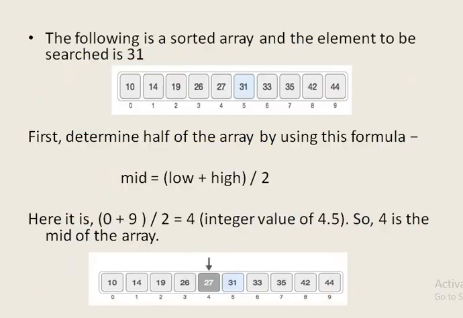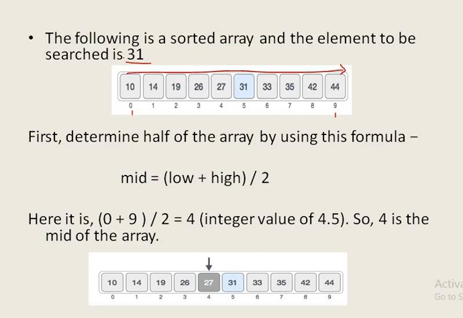So here you can see an array. We are taking an array that consists of 10 elements, starting from index 0 to 9. That is, we have 10 different elements, and you can see that all the elements in this array are arranged in ascending order. That is, it is a sorted array. Now let us suppose that we are searching for the element 31. So 31 is to be searched and the position of 31 is to be returned as the output.